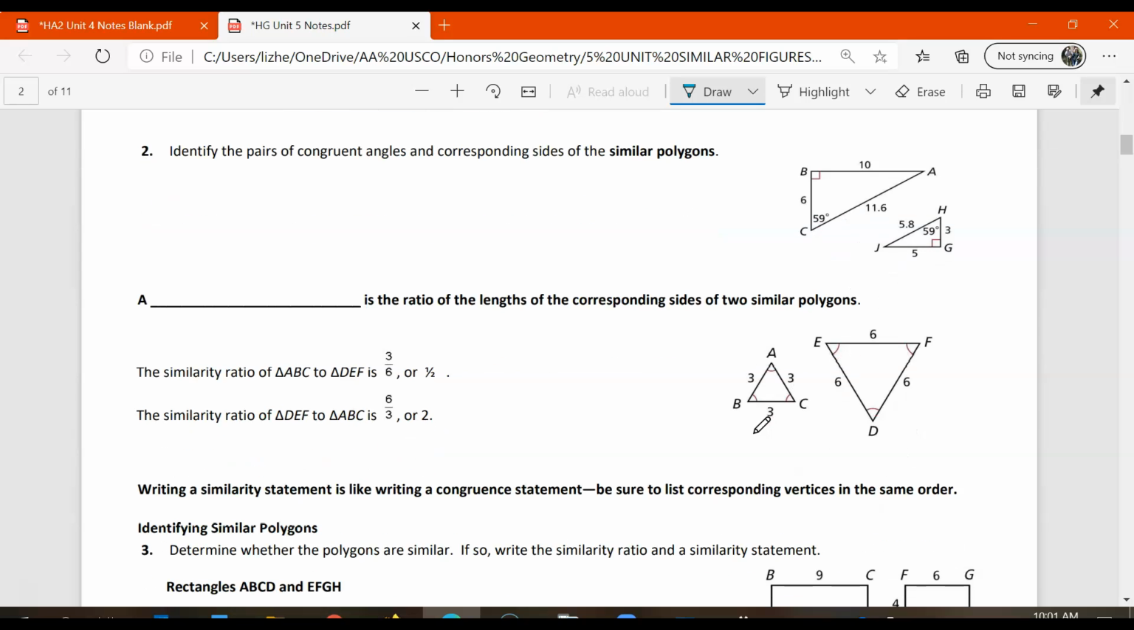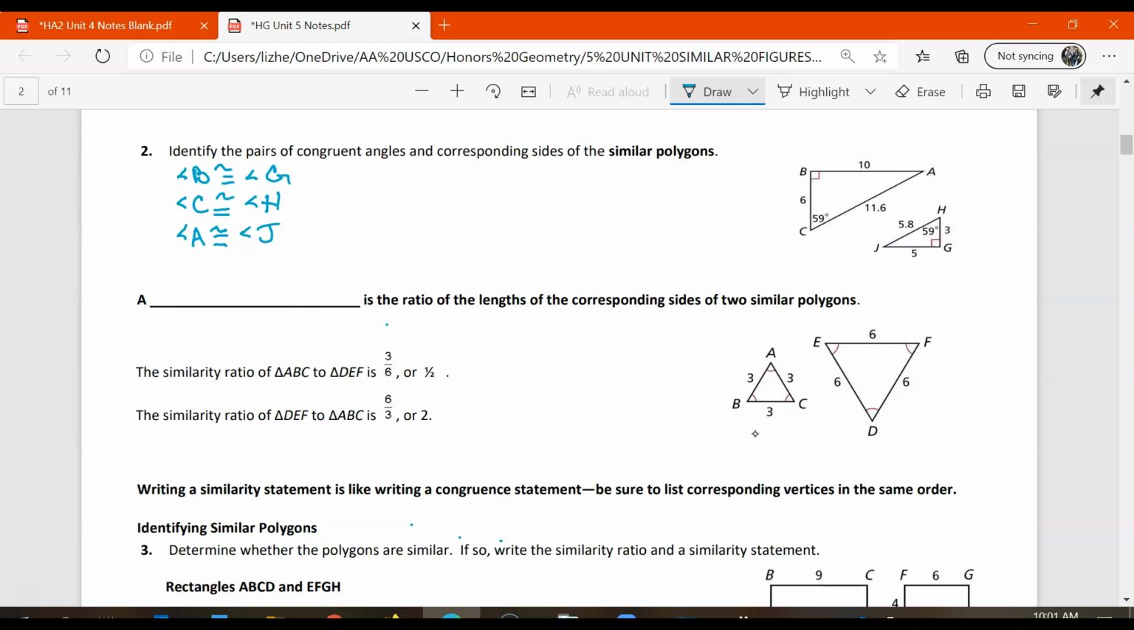Step 2. Identify the pairs of congruent angles and corresponding sides of the similar polygon. So we're going to do it again. So angle B goes with G because they're both 90 degrees. Angle C goes with angle H because they are both 59 degrees. And then by the third angles theorem, I know that angle A has to be congruent to angle J.